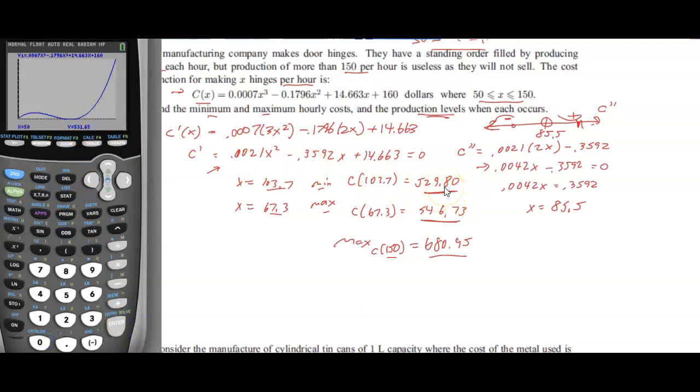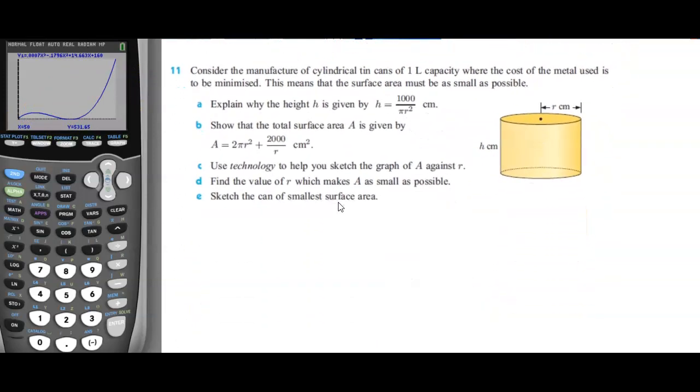So the minimum value here is going to be this, and the maximum value is going to be this global maximum here, 680.95, which occurs at the edge. And the only way to find that is to simply plug the edge values 50 and 150 into the function to see if they're higher or lower than the local minimums and local maximums. Okay? All right.